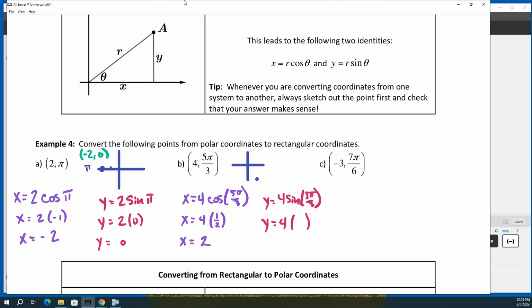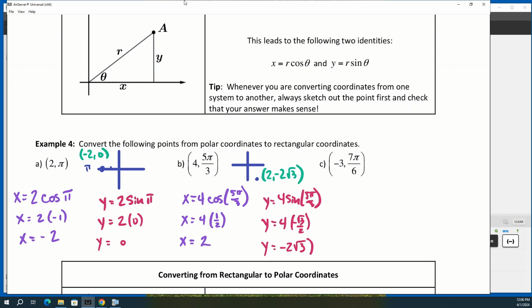All right. For 5 pi over 3, for the sine, we're going to look at the y-coordinate. And the y-coordinate here is going to be negative square root of 3 over 2. So that 4 over 2 is going to reduce to 2. So it's going to be -2 square root of 3. So those are the rectangular coordinates at that point. You're going to go over 2, and then you're going to go down 2 square root of 3.